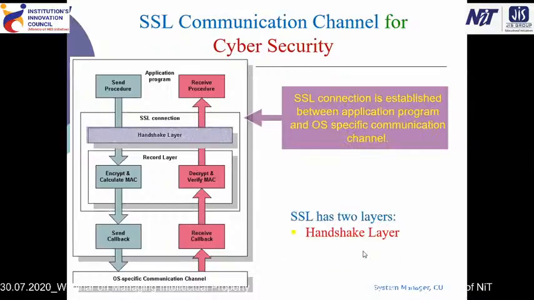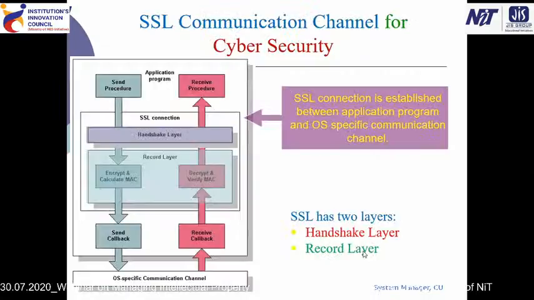This one is the Secure Socket Layer, the communication channel for cyber security. This is the sending procedure and the receiving procedure. This is the application program, and it comes down this way and encrypts, calculating the MAC binding. The message authentication code is sent back, then comes back into the receiving call. This is the decrypt, encrypt and decrypt.